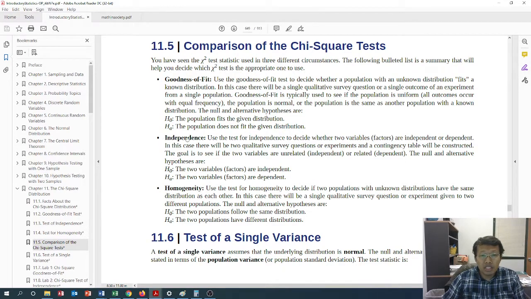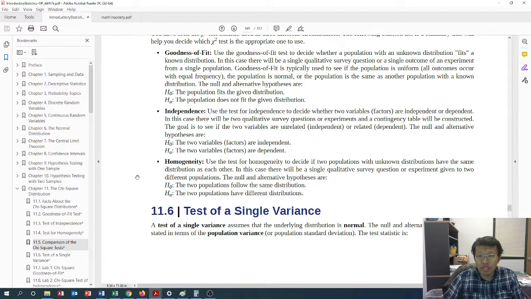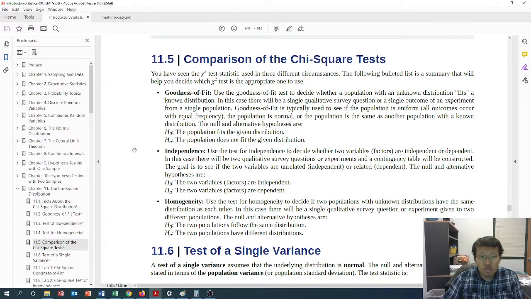If you go for test of independence, we try to realize whether 2 variables are independent or dependent. The null hypothesis is that the 2 variables are independent. The alternative hypothesis is that the 2 variables are dependent. Homogeneity, we test whether 2 populations have the same distribution or not. The null hypothesis is that the 2 populations follow the same distribution. The alternative hypothesis is that the 2 populations have different distributions. So that's all for how to choose distributions.